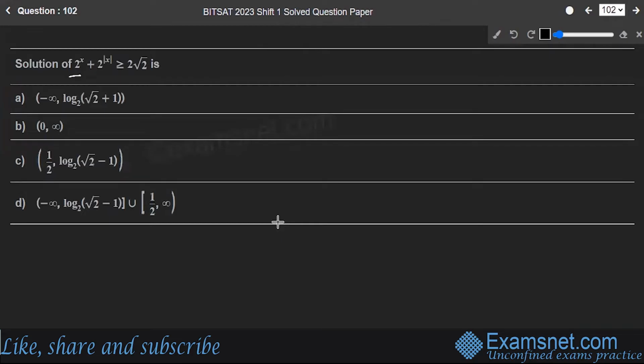The solution of 2 power x plus 2 power modulus of x greater than or equal to 2 root 2 is. See, here, first case, when x is greater than or equal to 0. So let's say this is equation 1. Now equation 1 becomes 2 power x plus 2 power x.